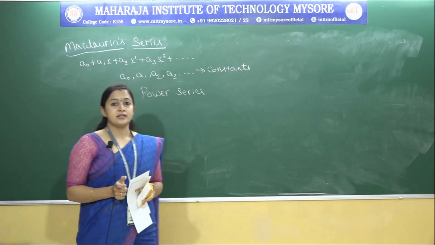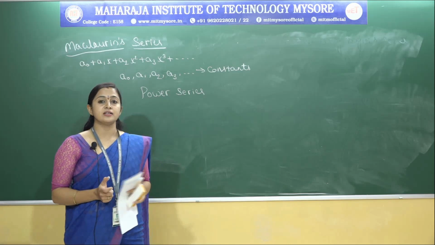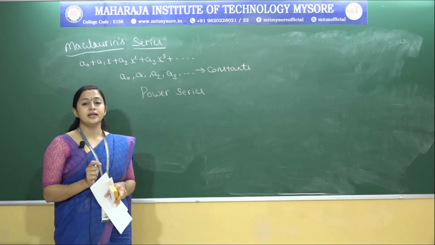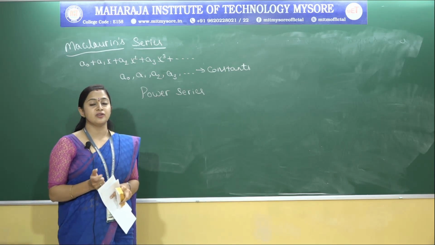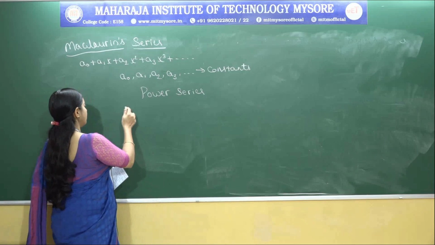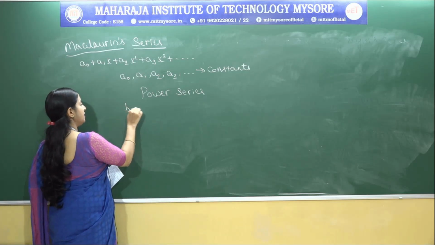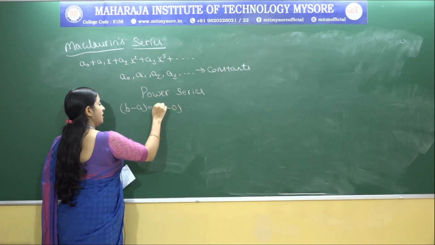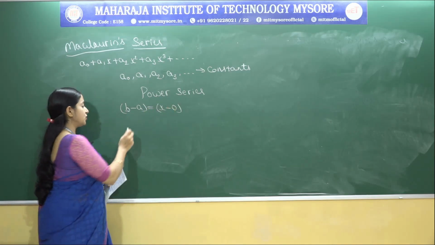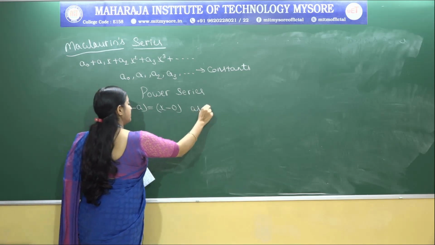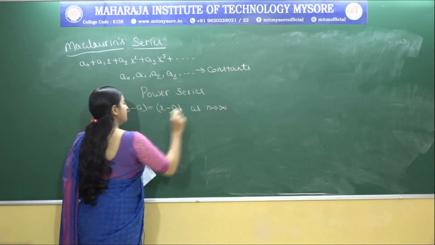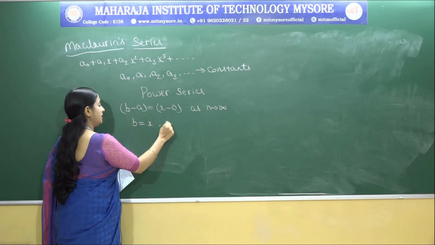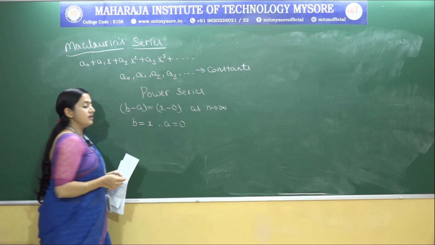The Maclaurin series is derived from the Taylor series. In the Taylor series, the last term of the RHS tends to 0 as n tends to infinity. That is, in the Taylor series, for b minus a, you have to put x minus 0, and the last term tends to 0 as n tends to infinity. In the Taylor series, you have to put b equal to x and a equal to 0. You will get the Maclaurin series.